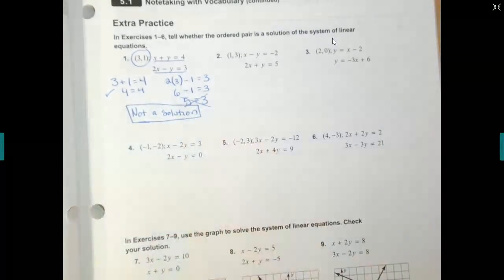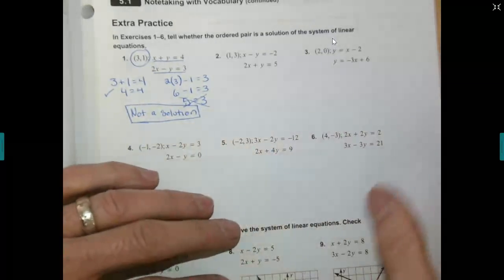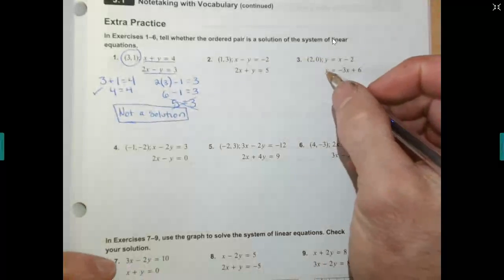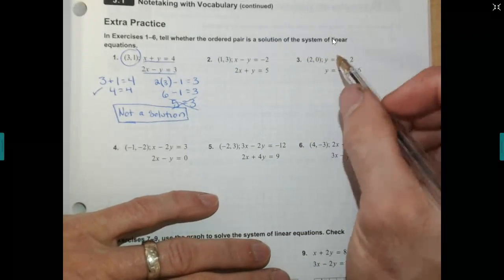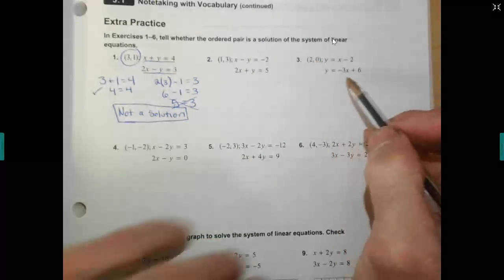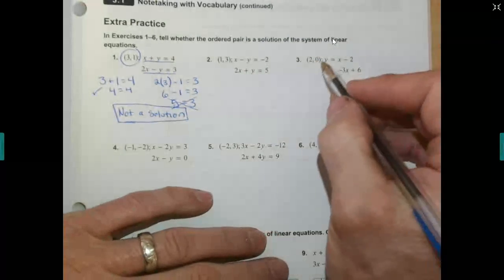Alright, go ahead and try number 2. See how you do. And then let's work on number 3. So go ahead and pause the video and do number 2. So is (2, 0) a solution for this system of linear equations?